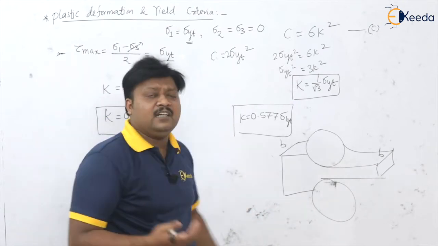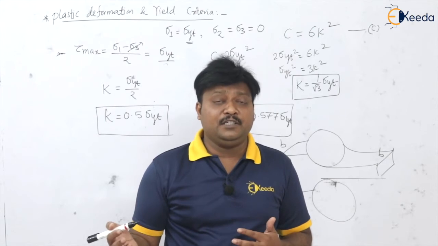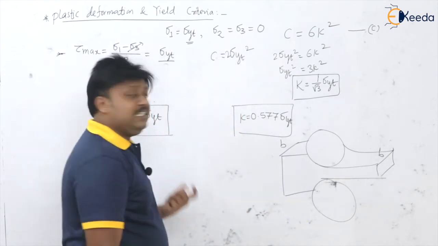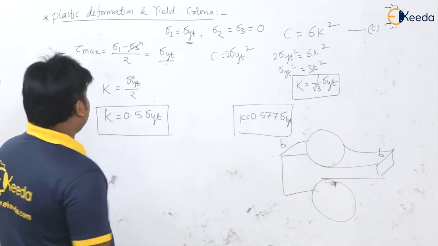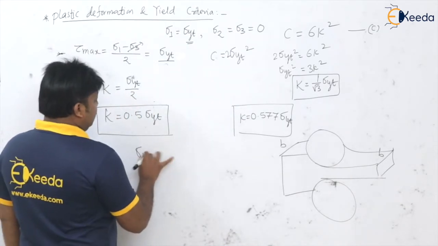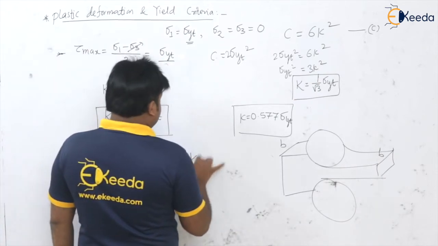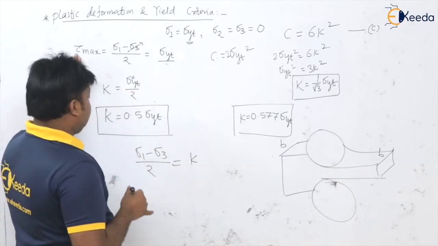Same condition we are also considering in case of the tube drawing operation, in case of the forging operation. So this plane strain condition is very, very important. And for that plane strain condition, what we can have here is (sigma 1 minus sigma 3) upon 2 is equal to k, isn't it, by this Tresca's criteria.